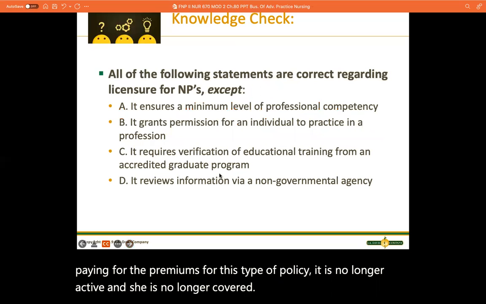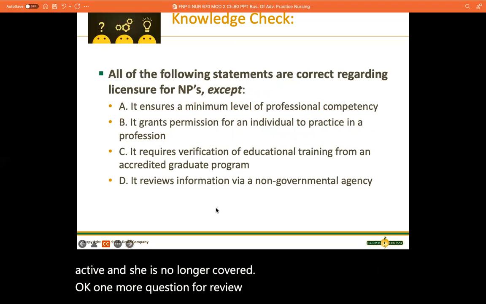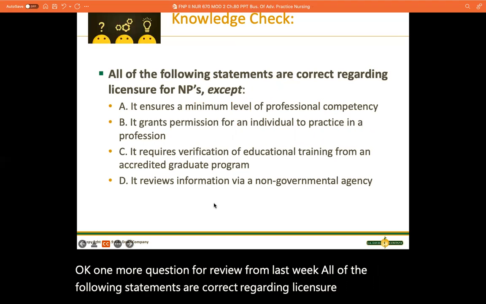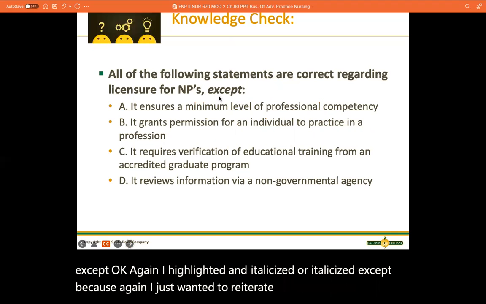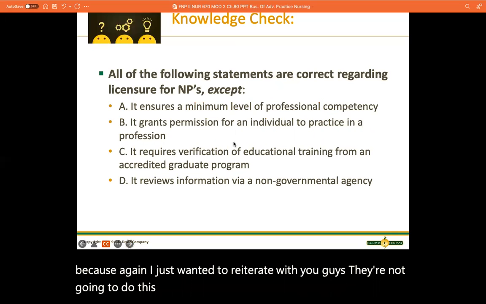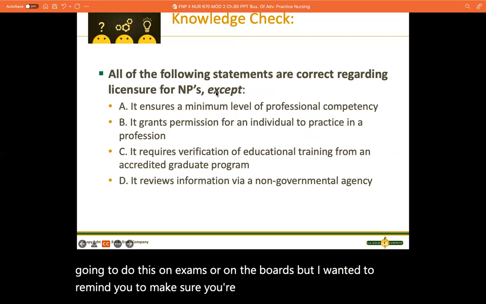Okay, one more question for review from last week. All of the following statements are correct regarding licensure for NPs except, okay, again, I highlighted and italicized except because I just wanted to reiterate with you guys, they're not going to do this on exams or on the boards, but I wanted to remind you, make sure you're reading the question correctly, all right?